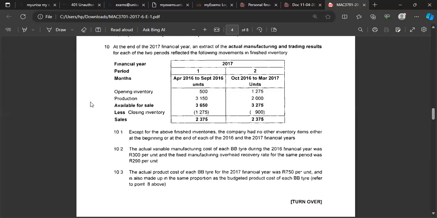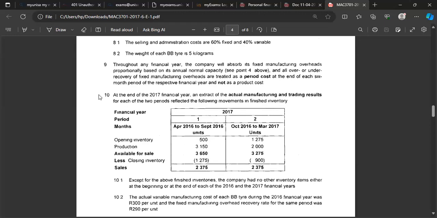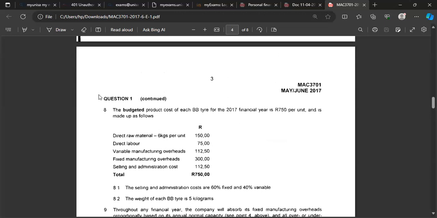Let's hunt now and see. Let's hunt for any indications of the presence of over absorption and under absorption. So let's see now from the question. The over absorption and under absorption arises when the actual production costs are not the same as the ones that we have absorbed, right? When they are not the same as the ones that we have absorbed. Right? So now we will want to be smart about this here. Let's see if there's anything there.